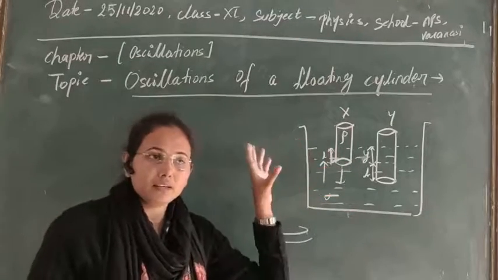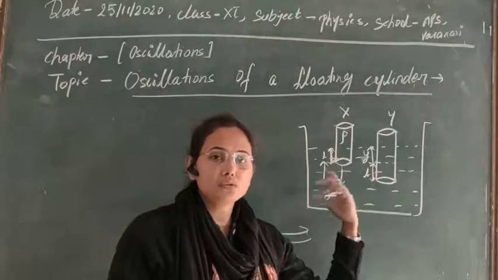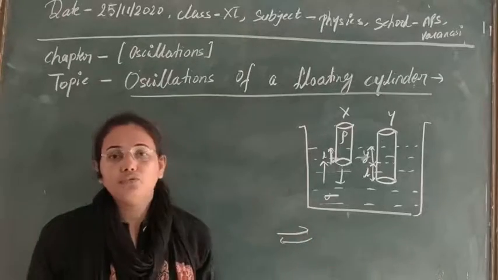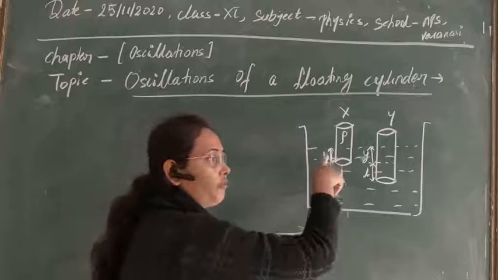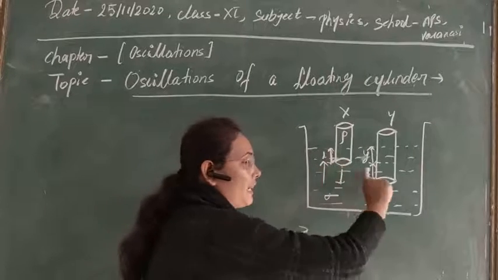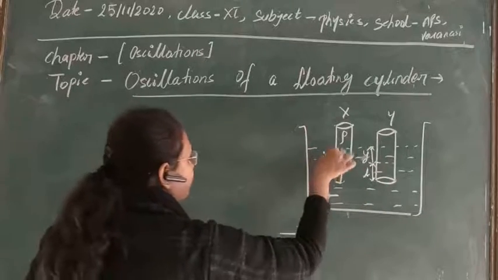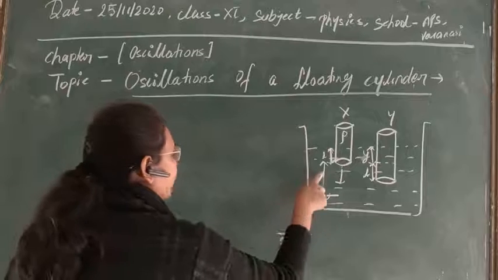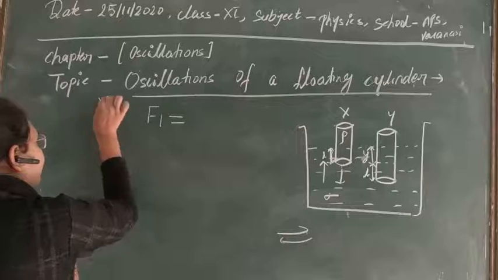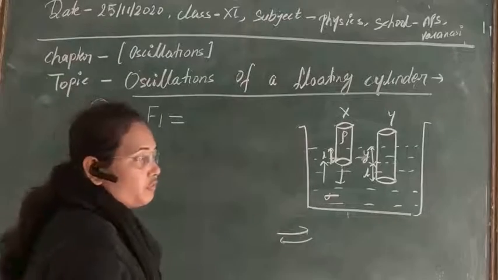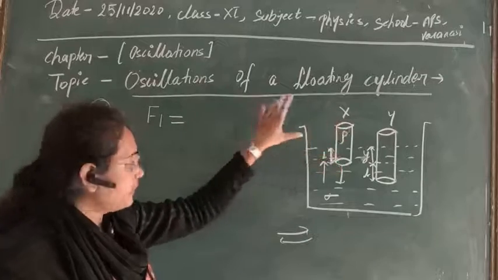So we can see that whether the system is oscillating or performing simple harmonic motion, there is the establishment of some restoring force due to displacement here, and this will be equal to the buoyancy force, the weight of the liquid that is displaced from here. So you can calculate the value of the restoring force in this case. The value of restoring force F1, suppose in this case we are taking the displacement as X. So what is the value of it? Here the value of it is F1.